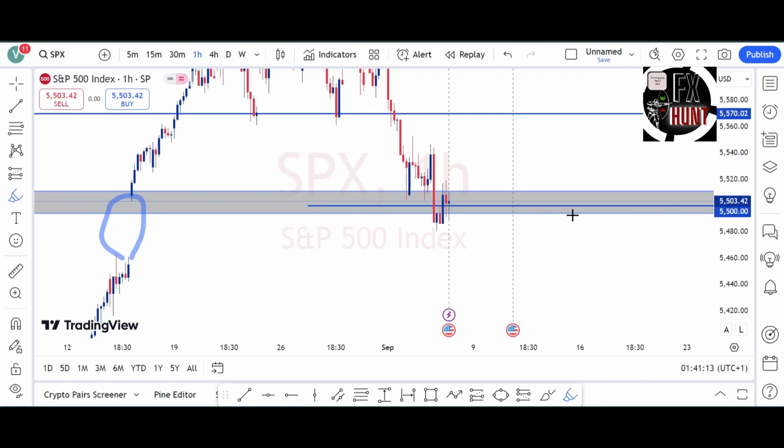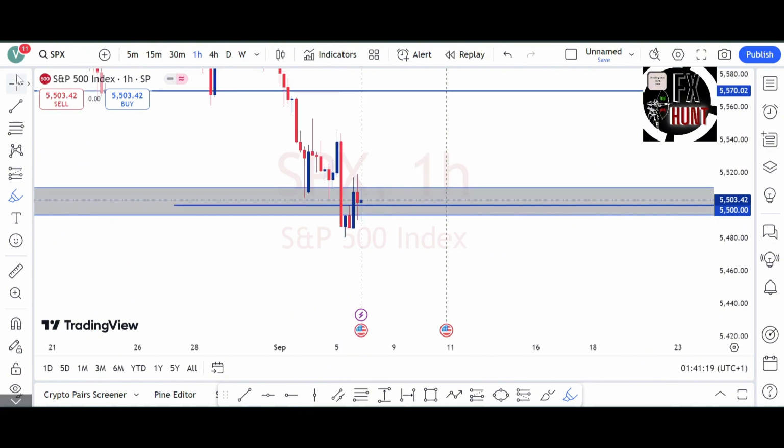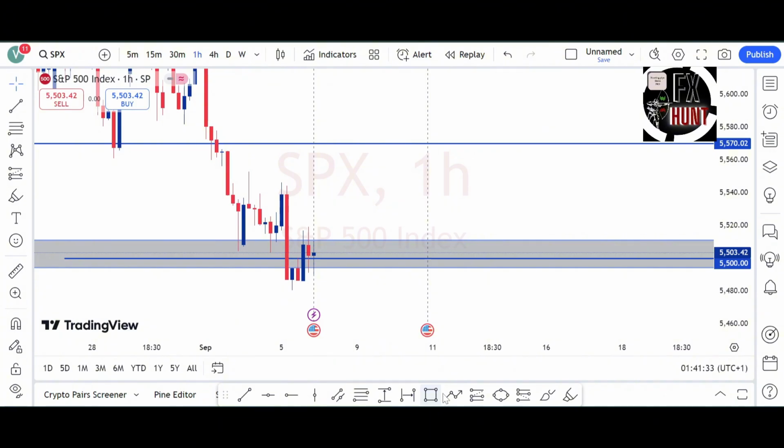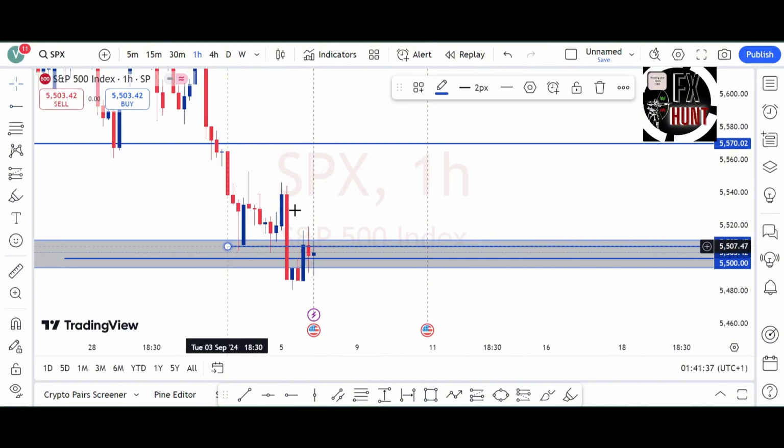So price is still within the 4 hours support zone. You also notice that there's a psychological zone which is 5500 on S&P 500. Price is still respecting the psychological zone. So what we are expecting now on S&P 500 is something like this. Let me place this resistance.